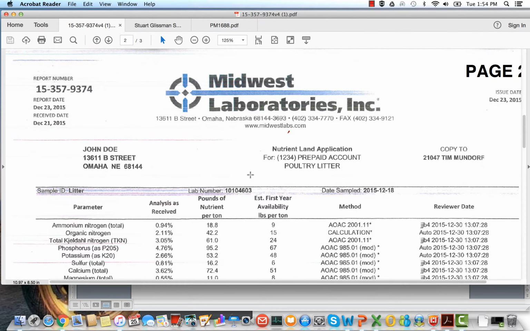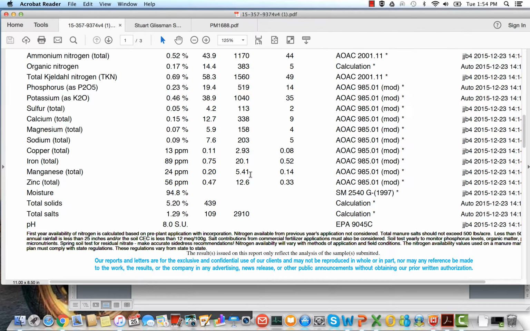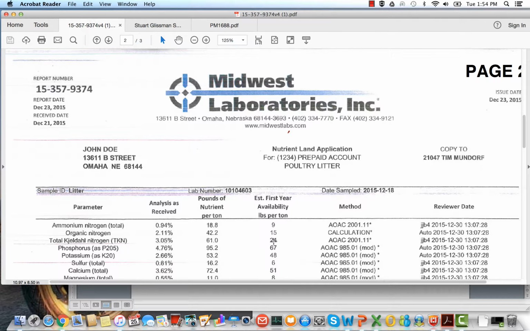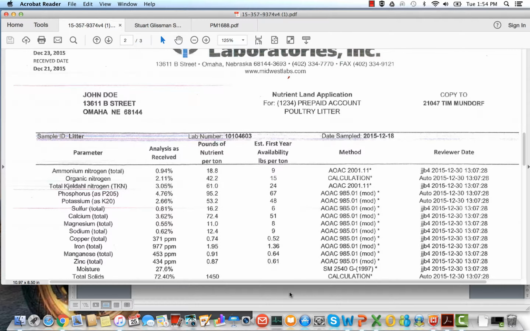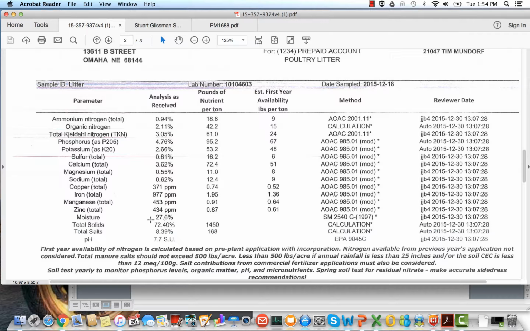All right, so we covered the hog barn sample here, just kind of walking through the numbers quick. Let's get to the next one. We've got a sample here of poultry manure, and for that one, another key thing to look at early is the moisture. So before we were at 95% moisture, here we're under 30% moisture. So over 70% of the product here is actually solid. So a lot less water that we're applying, a lot more actual manure.